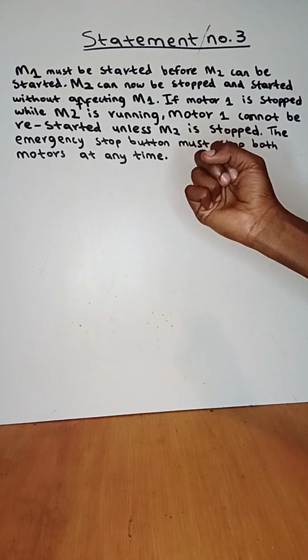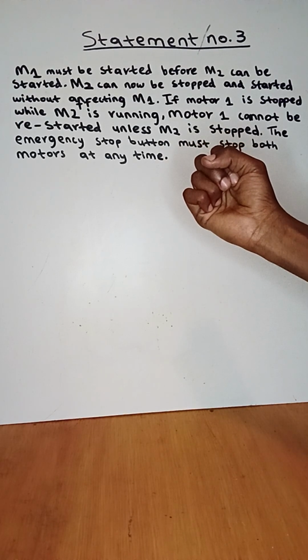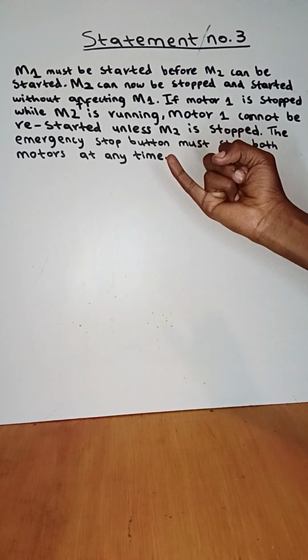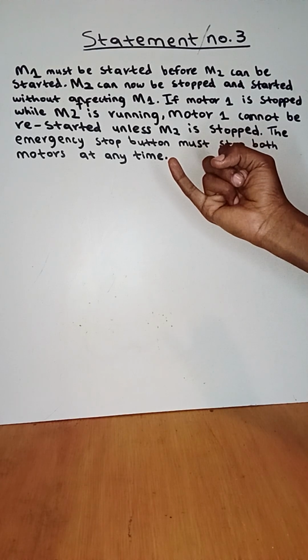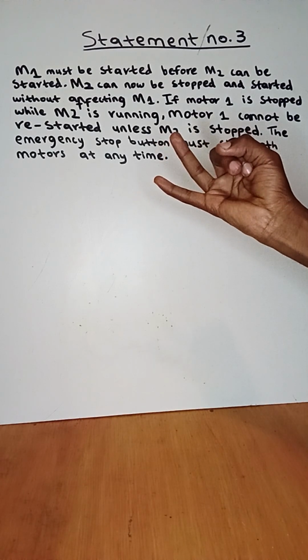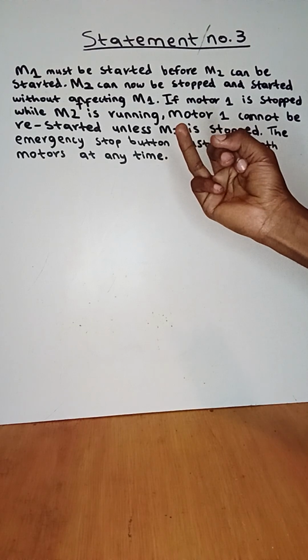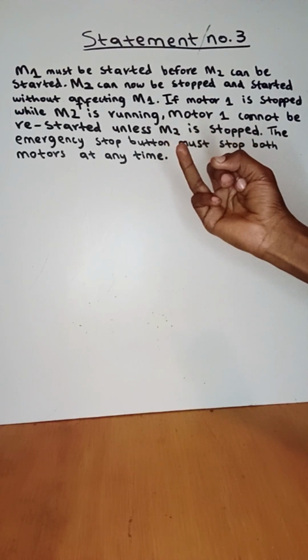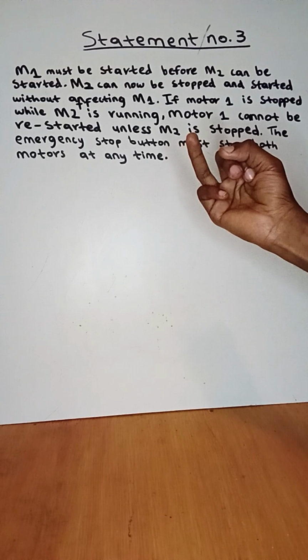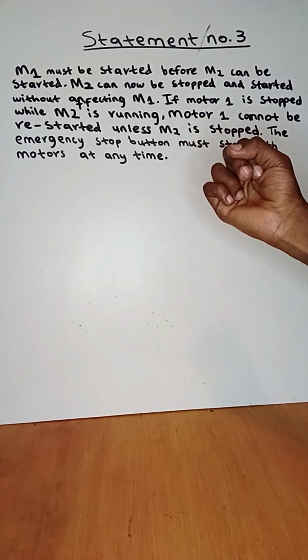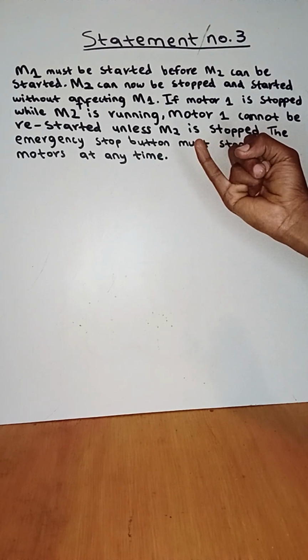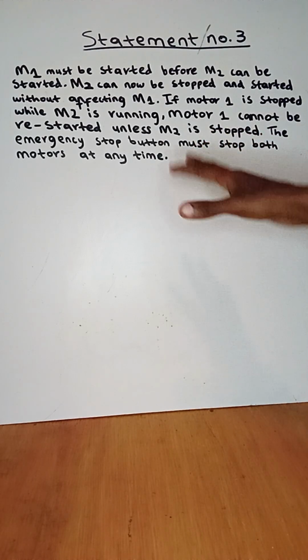So right now, both my coils are off, and when I press the start button of motor 1, it switches on, and then when I press the start button of motor 2, it switches on. I press the stop button of motor 1, it switches off. I press the start button of motor 1, it doesn't allow it to switch on, but when I press the stop button of motor 2, it switches off. Motor 2 switches off, and that's when it allows motor 1 to be restarted again when I press the start button.